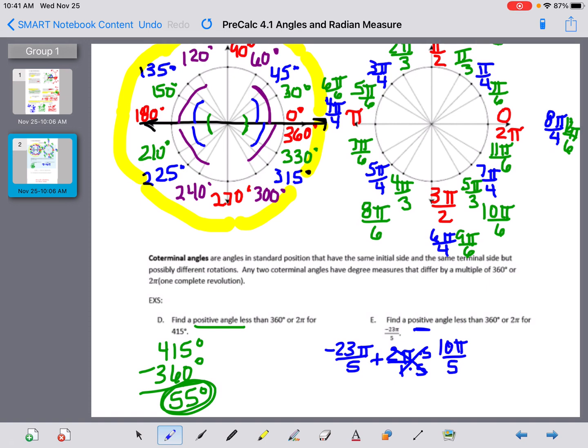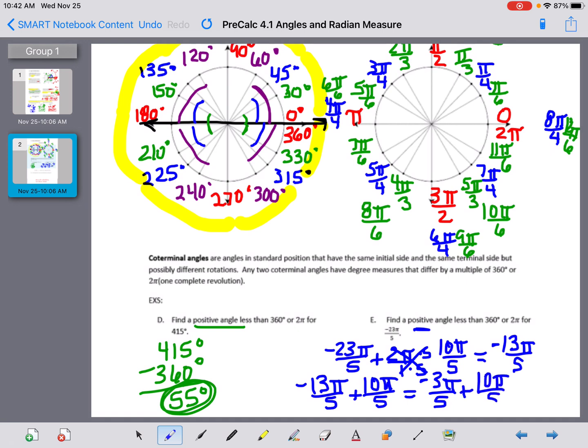Okay, I take negative 23 pi over 5. I add 10 pi, which is one circle. I get negative 13 pi over 5. Am I in a positive angle yet? No. So guess what? We're going to do it again. Negative 13 pi over 5, I'm going to add another 10 pi over 5, which is equivalent to our 2 pi. I'm at negative 3 pi over 5. Am I in a positive angle yet? No. So add 10 pi over 5 again. You always have to add the full circle. When I add again, I'm up to 7 pi over 5, okay? Now I'm positive, now I'm in my unit circle.